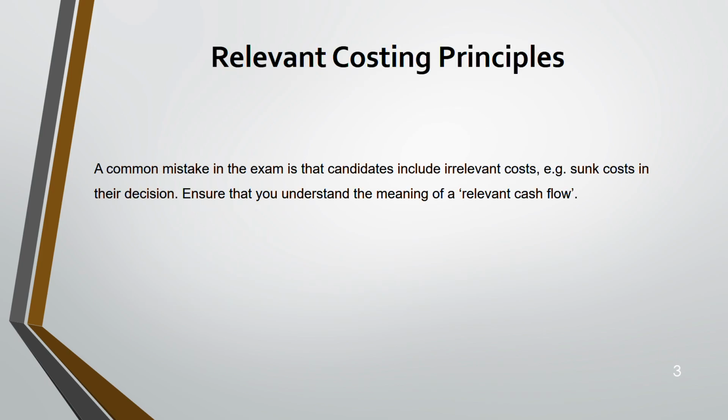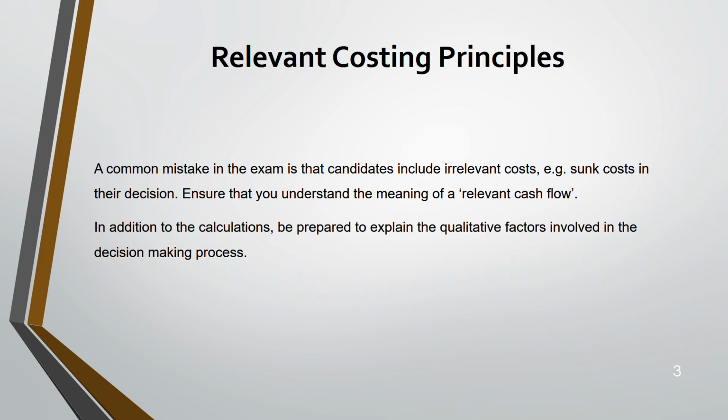The relevant costing principle says you should not take irrelevant costs. For example, sunk cost. When you're making a decision, sunk cost is an irrelevant cost. You should only take relevant cost, that means relevant cash flow. That's why you have to understand the meaning of relevant cost. One example of sunk cost is anything you have expended on research to make that product. You cannot recover those. Whatever you have spent goes. You cannot recover them back. That is known as sunk cost, so it is an irrelevant cost.